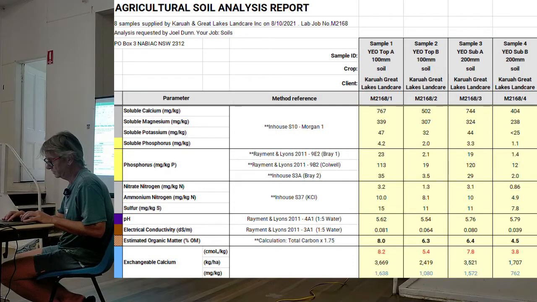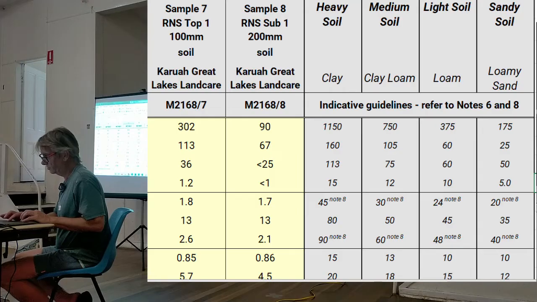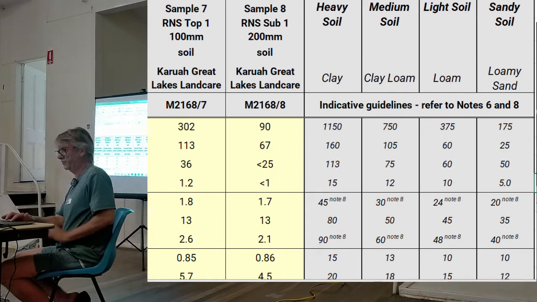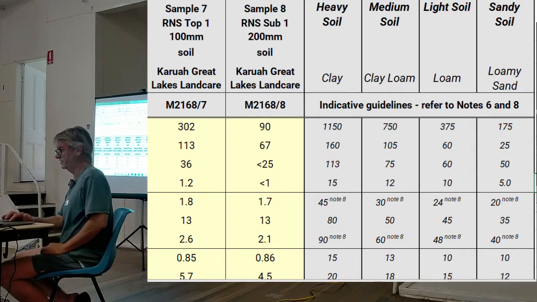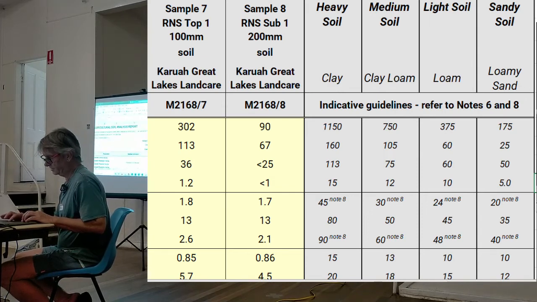Now this is the soil results from Andrew. So we've got a range of samples. These grey columns on the right-hand side are more or less recommendations. So we talk about, if you know what type of soil you've got, whether it's a heavy soil, medium soil, light soil or sandy soil, there are ranges for, in this case, soluble calcium. So 767, oh, this is difficult, isn't it?